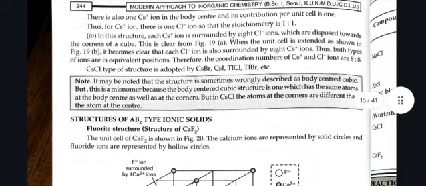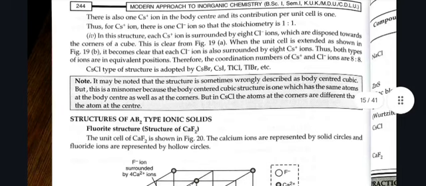It may be noted that this structure is sometimes wrongly described as body-centered cubic, but this is a misnomer because the body-centered cubic structure is one in which the same atoms are at the body center as well as the corners. But in CsCl, the atoms at the corners are different from the atom in the center. Now we come forward to the next topic, which is the structure of AB2 type ionic solids.